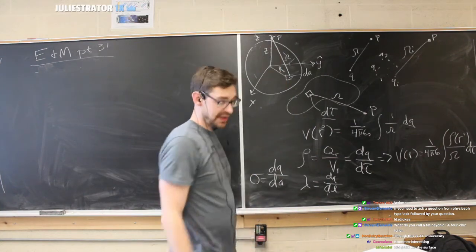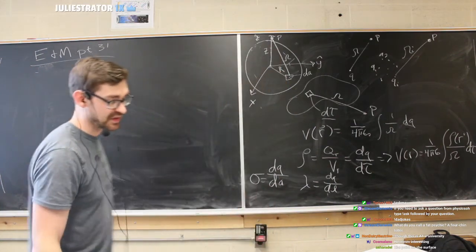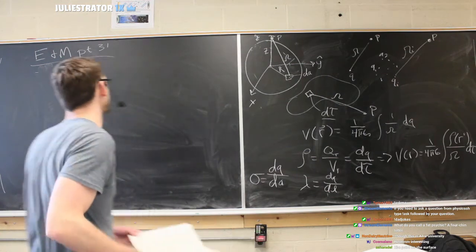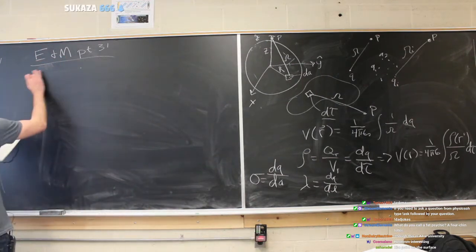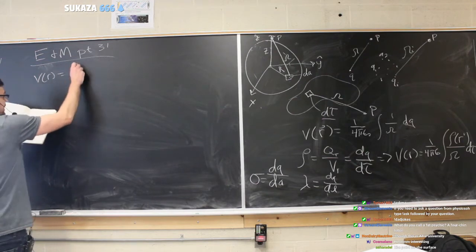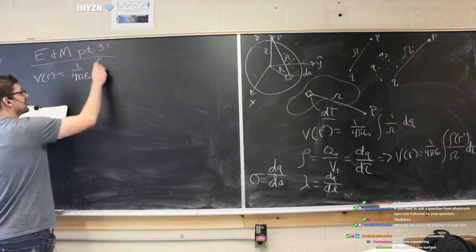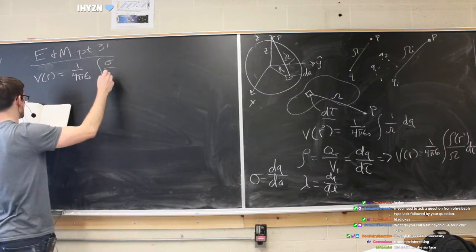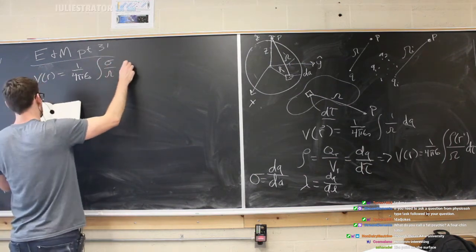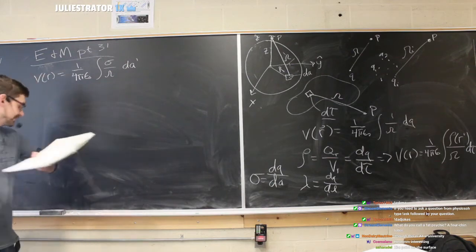And that tells us we can use the law of... so we're going to redefine our V, but this time in terms of two dimensions. So our potential is going to be 1 over 4 pi epsilon naught times the integral of our surface charge density over crazy r times r.